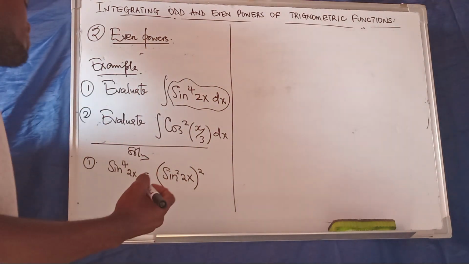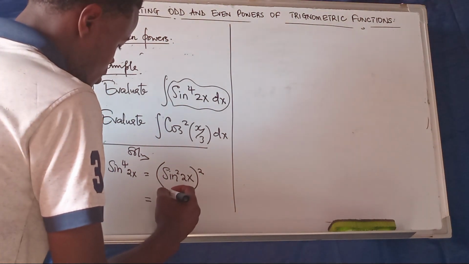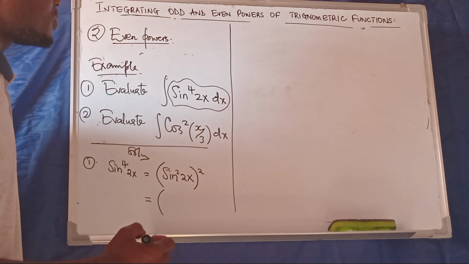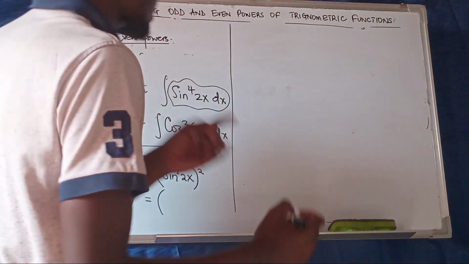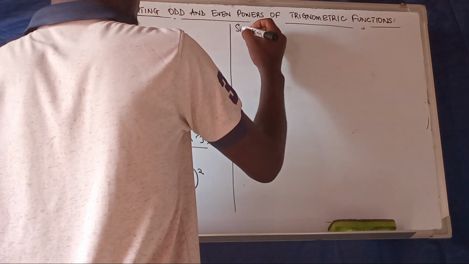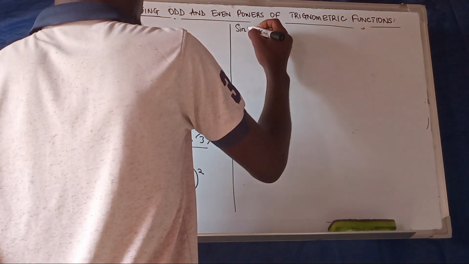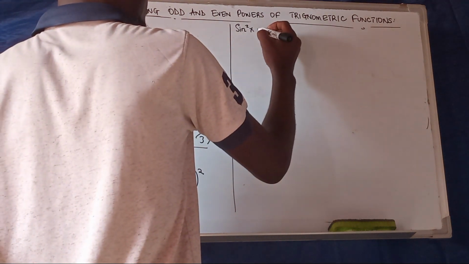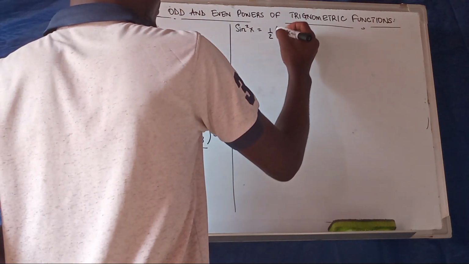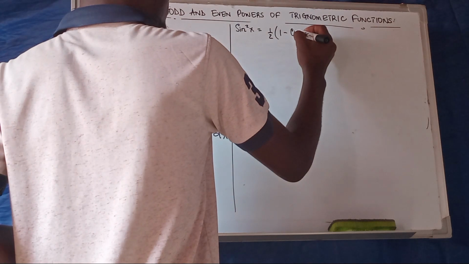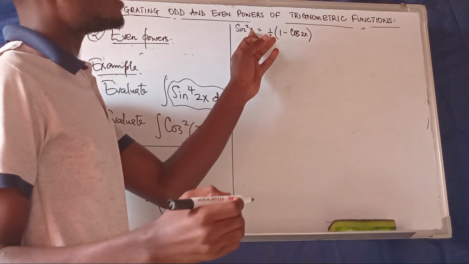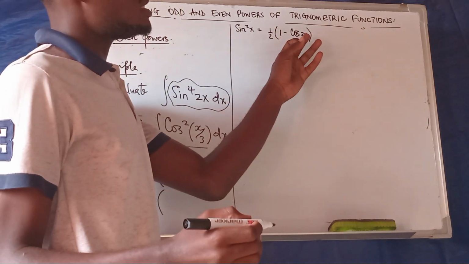The rest is just application. So sine squared 2x is the same as, we had our identity that sine squared x is equal to a half into 1 minus cos 2x. So you see, when here the angle is x, here it is double.